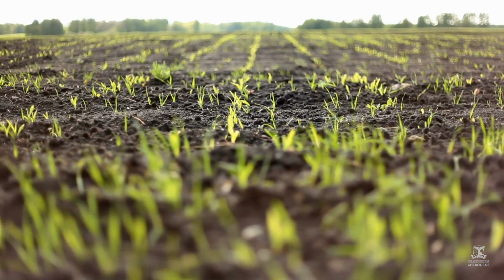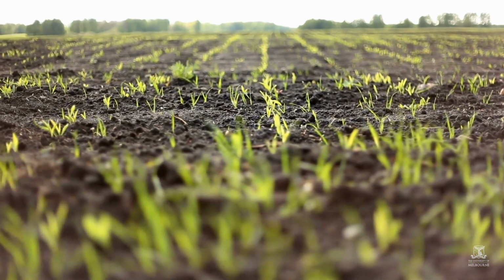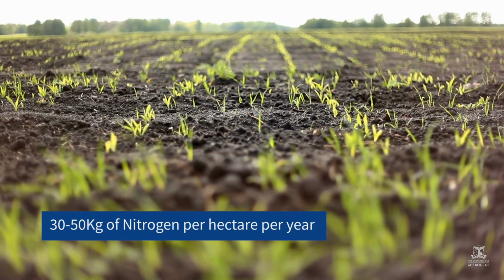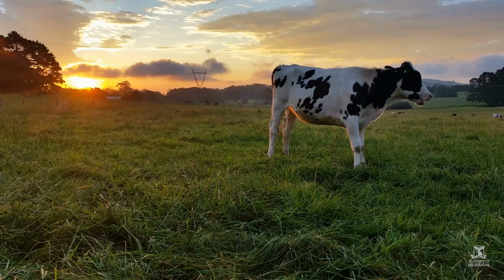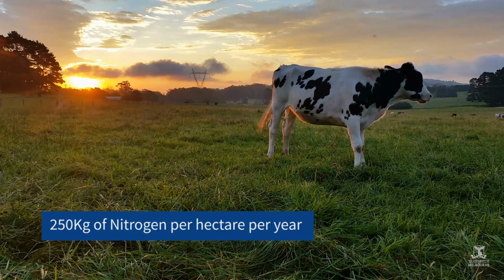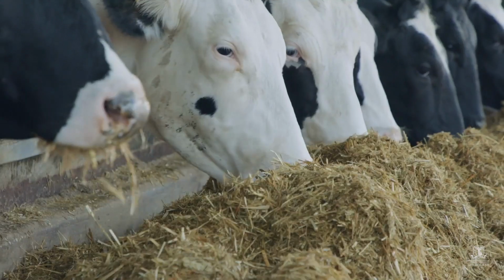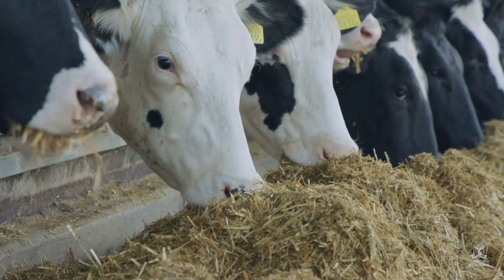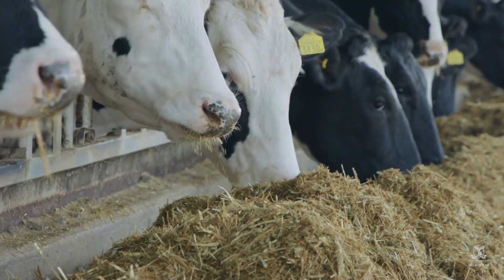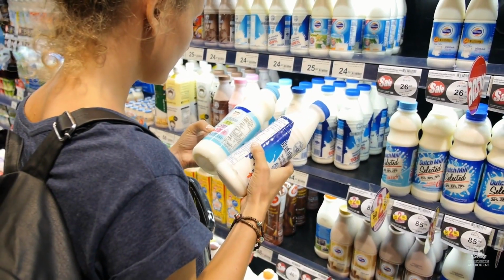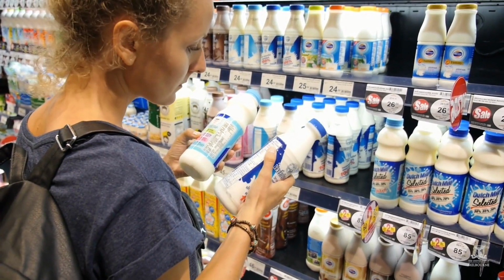In a cropping system, this process of mineralization may release 30 to 50 kilograms of nitrogen per hectare per year out of the soil organic matter. In a dairy pasture system, it can be as much as 250 kilograms of nitrogen per hectare per year from the organic matter. The point of carbon farming is to capture and make that cycle as efficient as possible, so that we can transfer as much of the carbon from the atmosphere into product that we're interested in producing, which could be meat, wool, milk, grain, and crops.